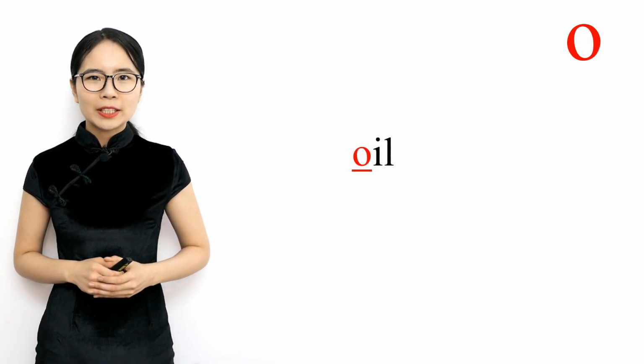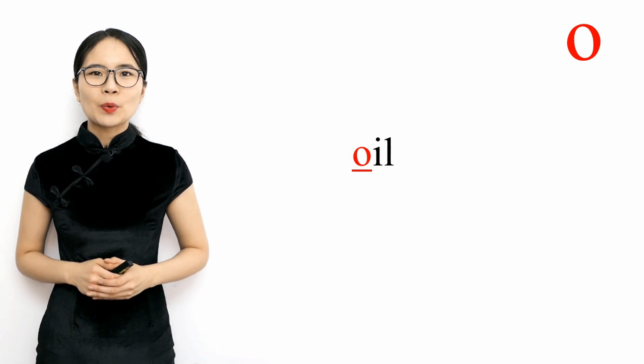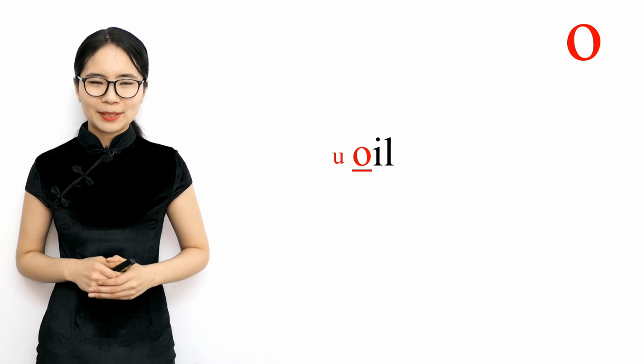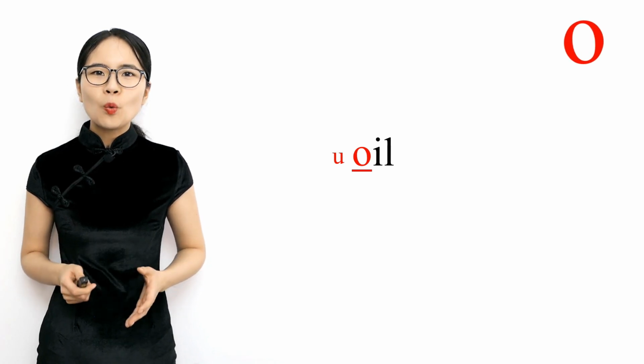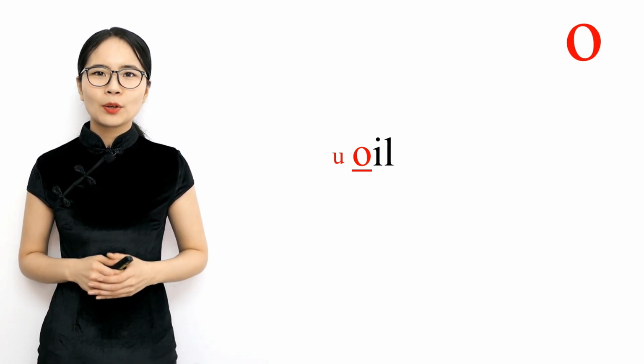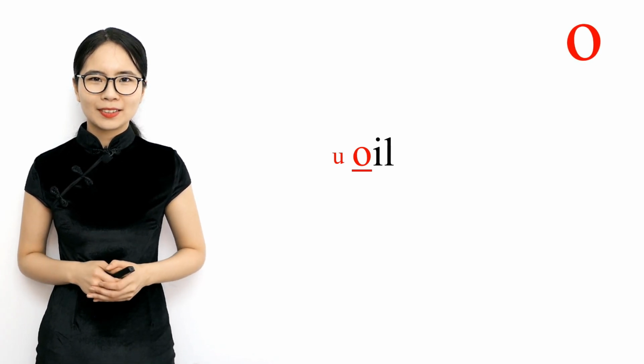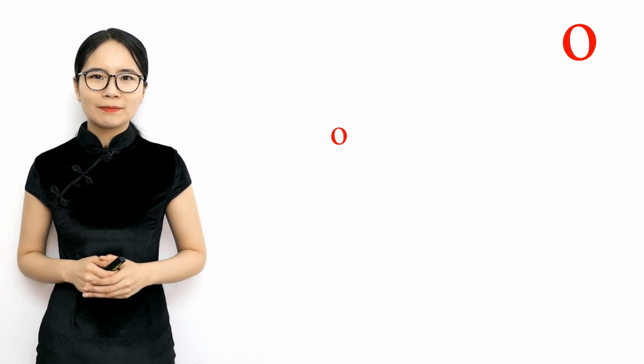Next, we will go over the pronunciation for the simple final wo. The simple final wo is pronounced like the O in oil, but it starts with a short u sound. Wo. Please repeat after me. Wo. Let's have a look at some words that use the final wo.